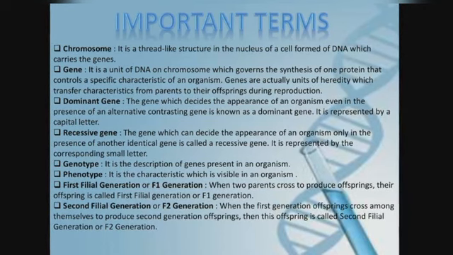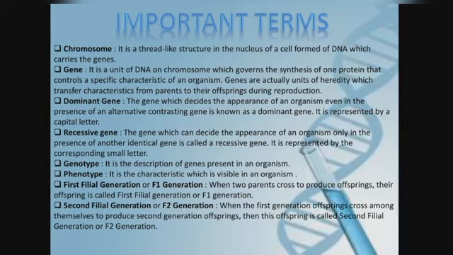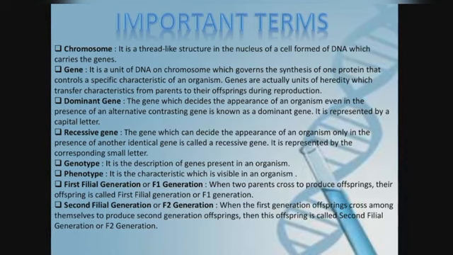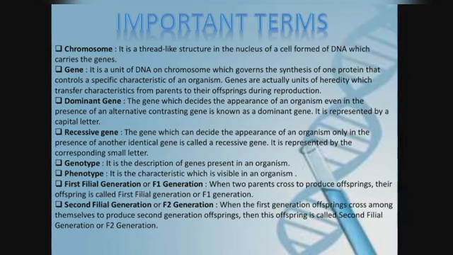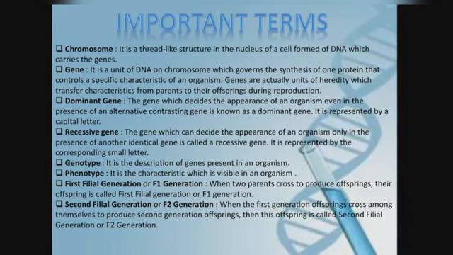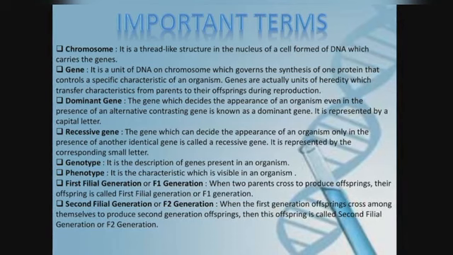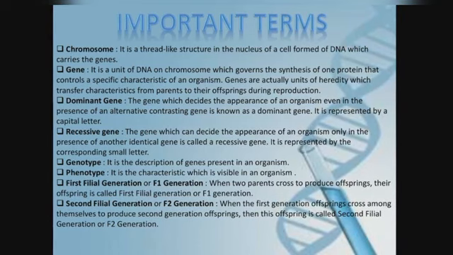Whatever characters are coming on your body, for example, you are fair in color, that means your fairness is dominant. Your hair is black in color, that means the black color gene has come from your parent, and this black color is dominant. And recessive: the gene which decides the appearance of an organism only in the presence of another identical gene is called recessive gene. It is represented by the corresponding smaller letter.